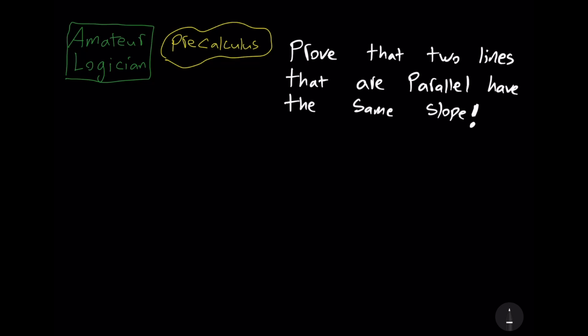Together, we're going to prove that two lines that are parallel have the same slope. I think it's a pretty cool proof we're going to do. We're going to attempt two proofs, actually. And the question of why parallel lines have the same slope on one level is actually very intuitive.